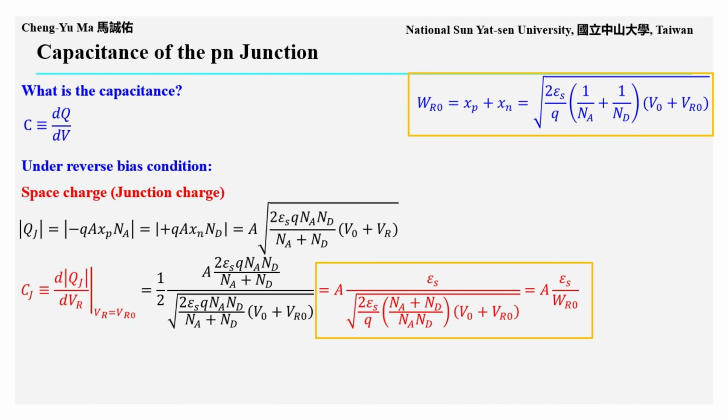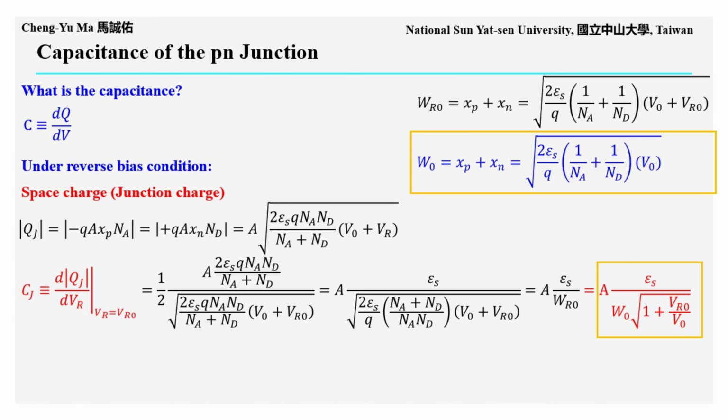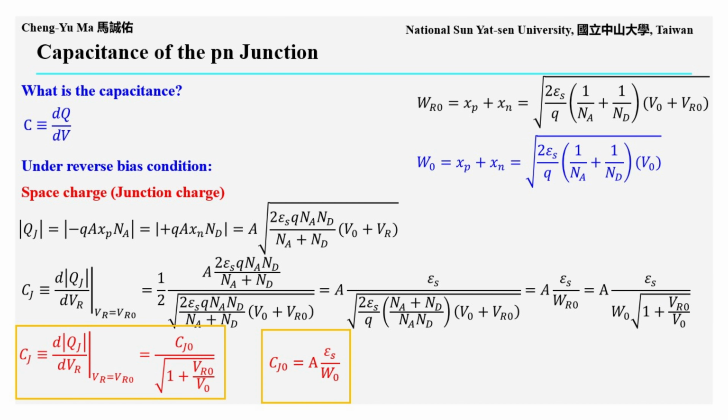Also, the space charge region exists even when there is no applied bias. Therefore, we can factor out the bias-dependent term in the space charge region width. As shown in the equation, WR0 can be written by factoring out W0, the space charge region width at zero bias, and multiplying it by the square root of 1 plus VR0 divided by V0. Therefore, under the reverse bias VR0, the junction capacitance can be written as the zero bias junction capacitance, Cj0, divided by the square root of 1 plus VR0 divided by V0. This clearly expresses the effect of reverse bias.